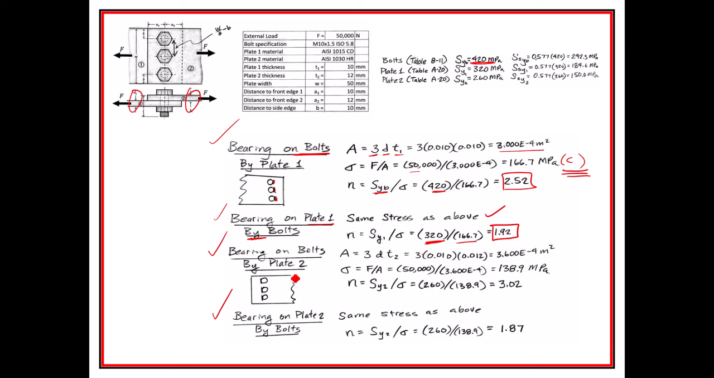Now we have bearing of the bolts by plate 2. The difference here is that we're going to have a different plate thickness than the one up above. And we end up with a different area, so we have a different stress. In terms of less stress, that plate has a different... now this is on the bolts, right? It should be on the bolts.